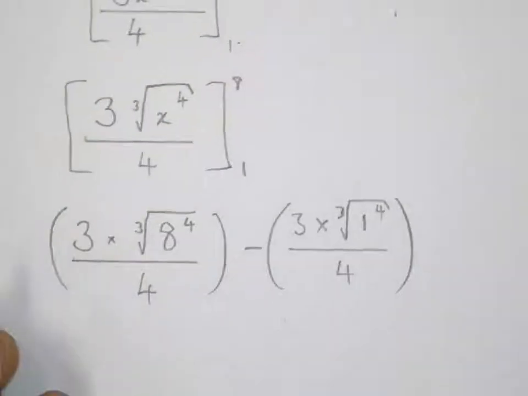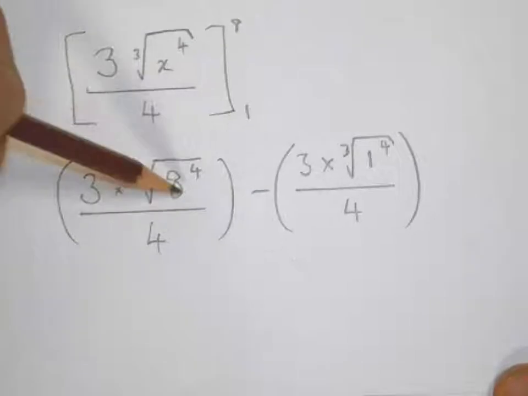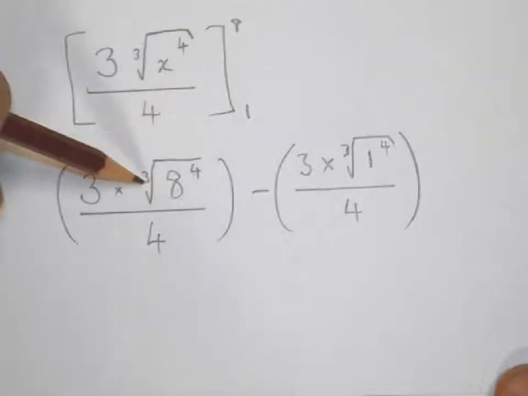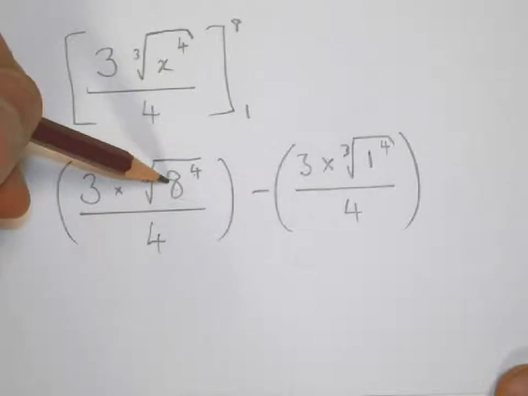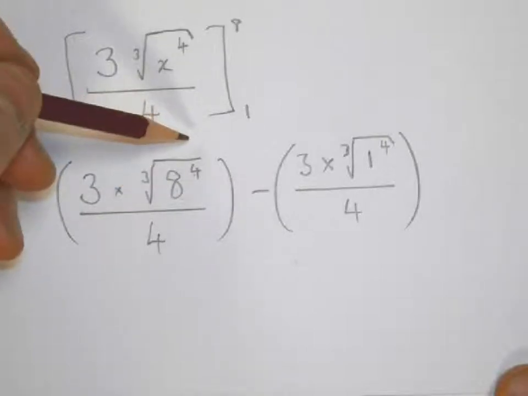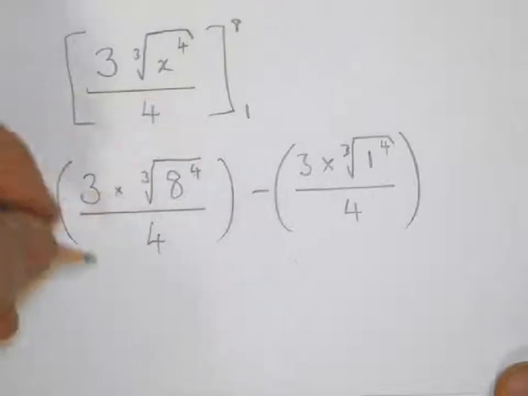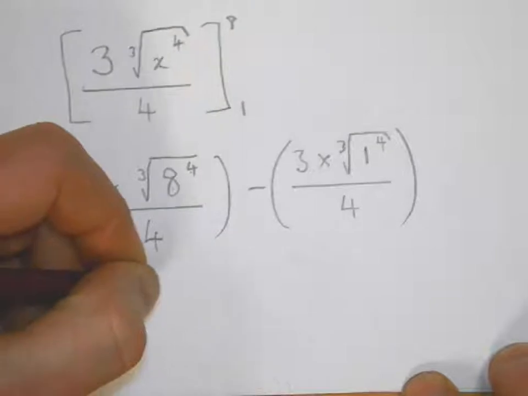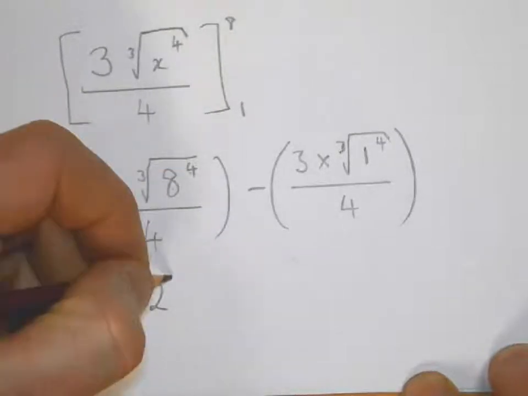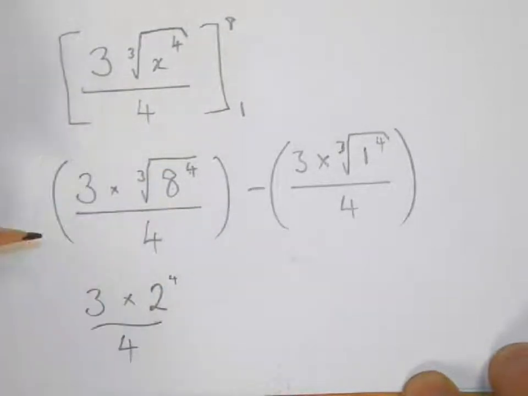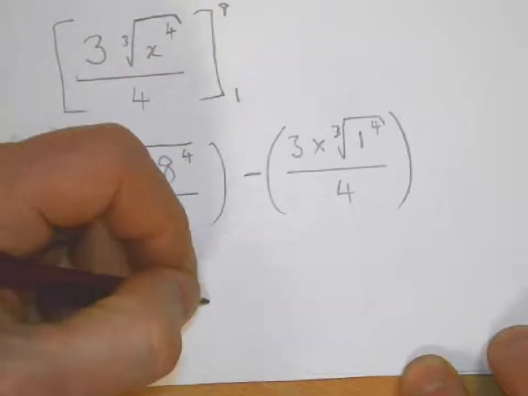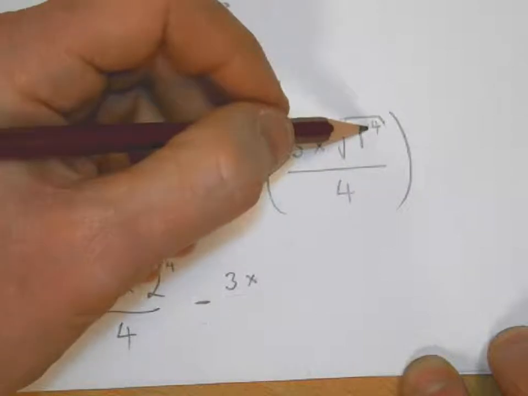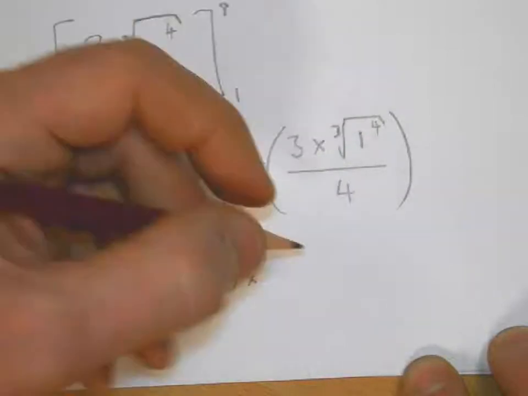Okay, so we're going to try and do this without a calculator. Now, 8 to the power of 4 is a tricky thing to work out. You could work it out, but it's much easier if you first of all did the cube root of 8, and then you elevated that answer to the power of 4. So the cube root of 8 is 2. So it's going to be 3 times 2, and then that's to the power of 4, divided by 4. And then we're going to take away 3 times, well, it doesn't matter how you do this, 1 to the power of 4 is 1, and the cube root of 1 is 1 over 4.